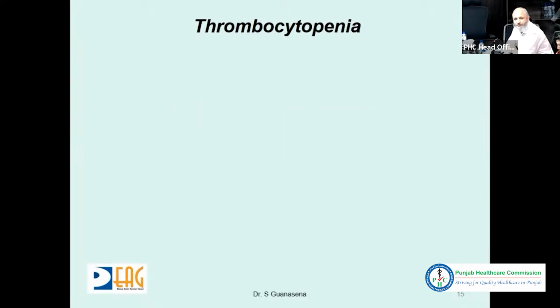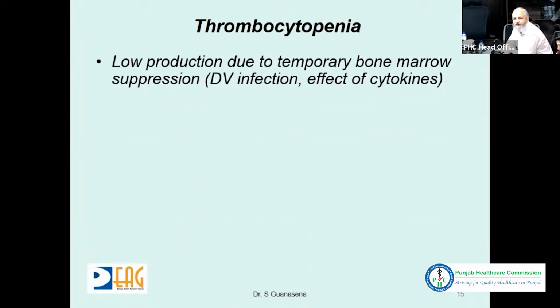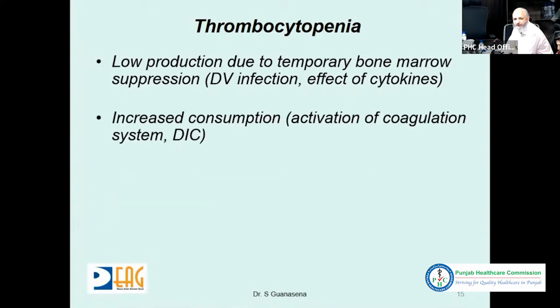We usually see thrombocytopenia in these patients. So thrombocytopenia, there are multiple reasons for this to occur. One is that there is low production due to temporary bone marrow suppression due to dengue virus infection, and this is an effect of cytokines.